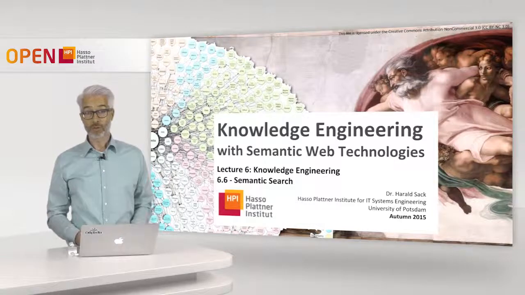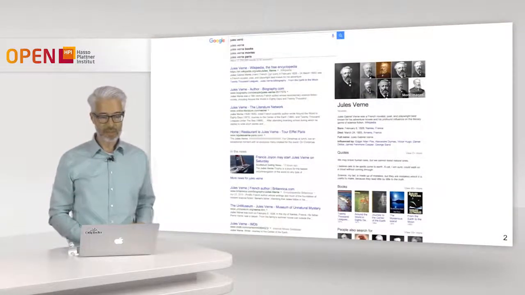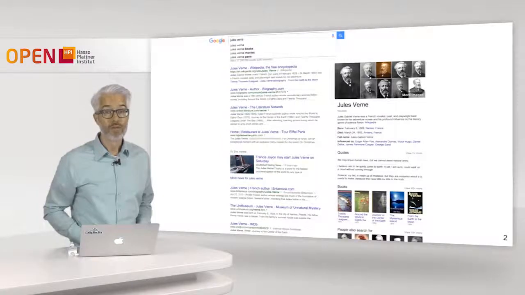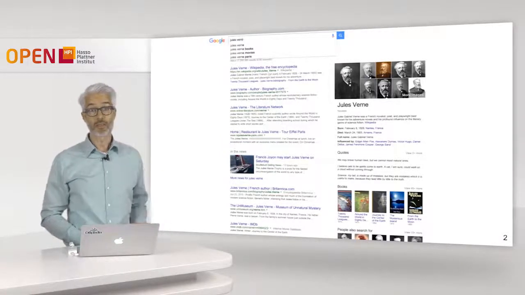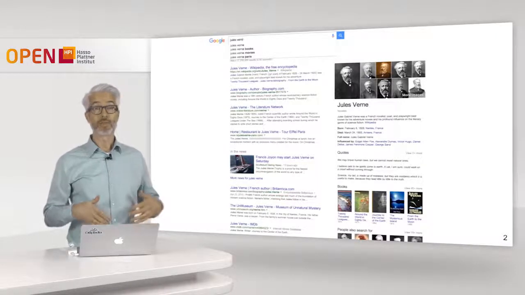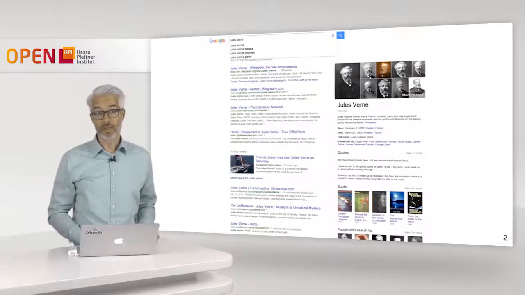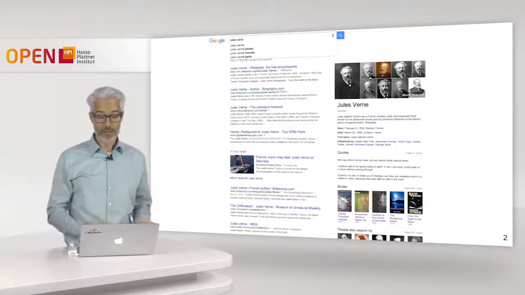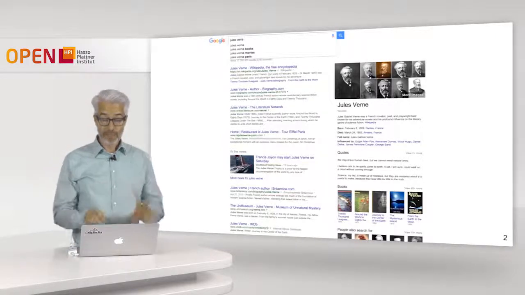So for that, let's first take a look at search engines. Here, for example, we have Google. Of course, Google is anything but a traditional search engine, because nowadays lots of semantic technologies are already included in the processing and in the technology of a search engine like that. But nevertheless, let's have a look.